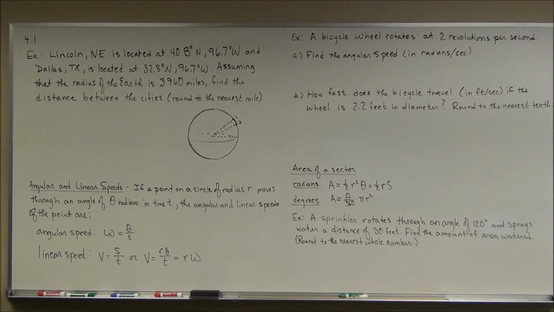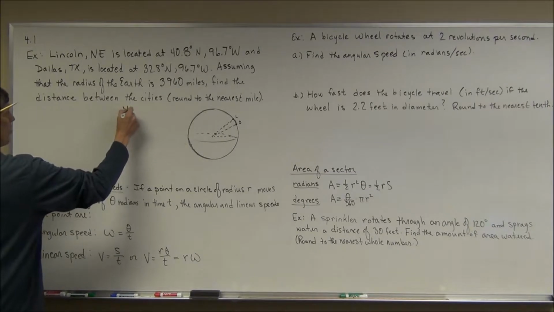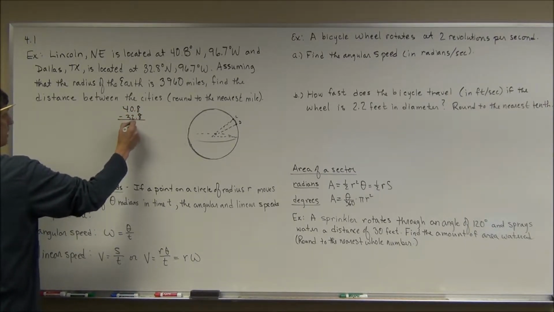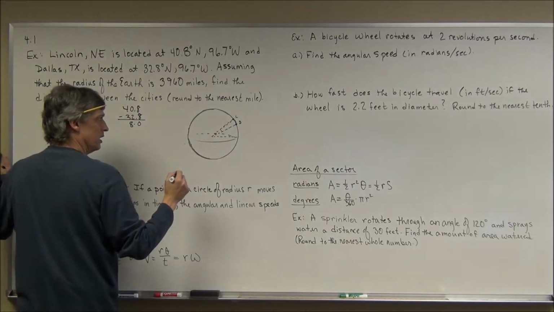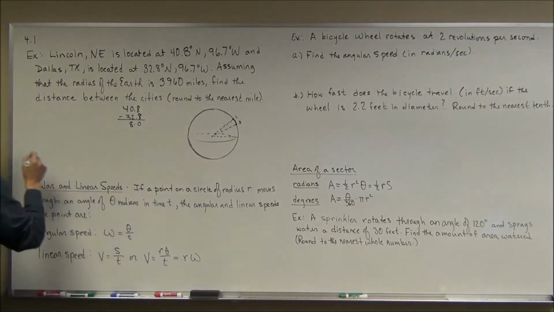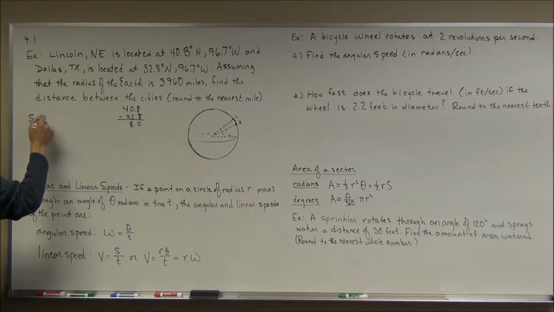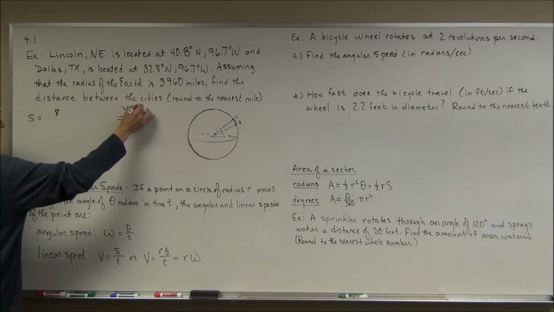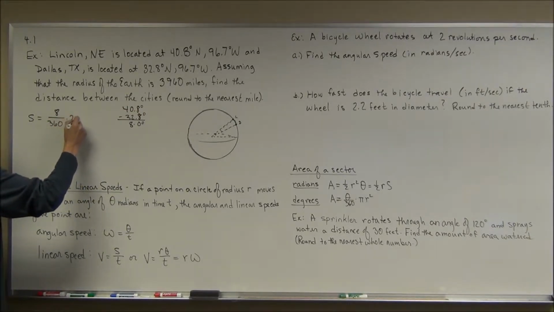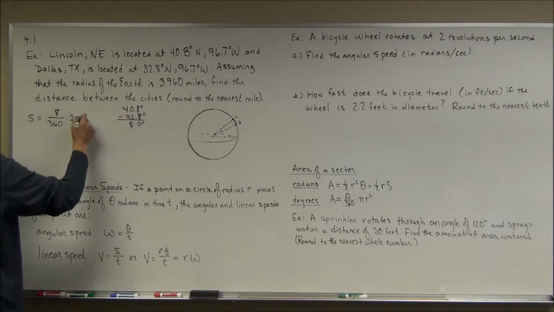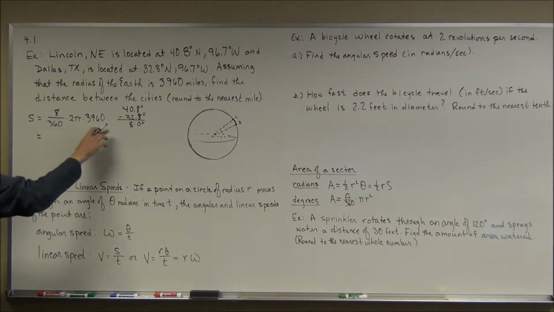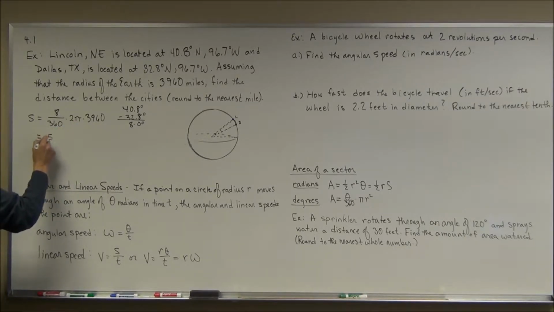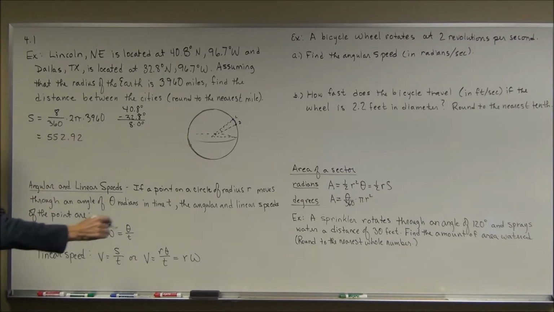And so what I'm going to do is take the difference in the latitudes here, 40.8 minus 32.8. Well, that was convenient. It comes out to be 8.0 degrees, and I'm going to find this arc length because I know that this angle is 8 degrees. Since this angle is 8 degrees, my arc length would be theta over 360, because I'm doing degrees, 8 over 360, times 2 times pi times my radius, which is approximated at 3,960 miles. So let's get the calculator out here. If I multiply all this out, I get 552.92. That would be the arc length, and it is in miles.